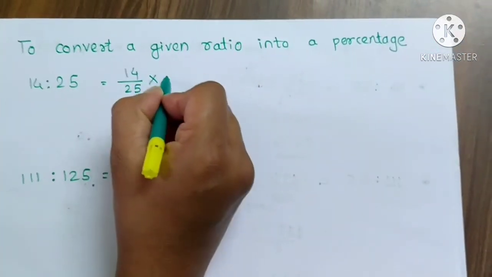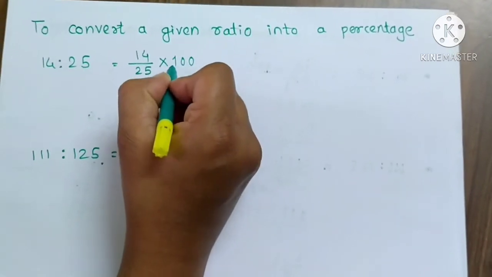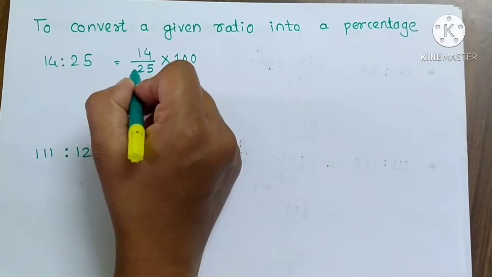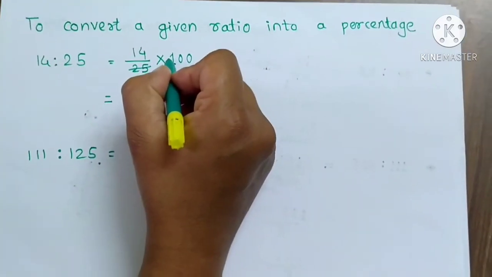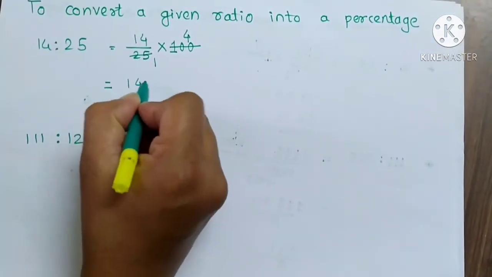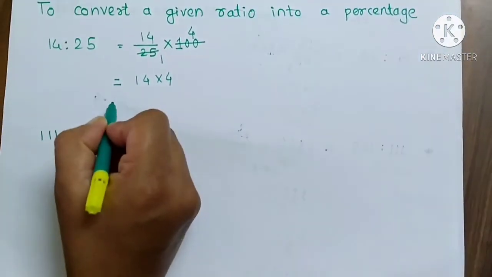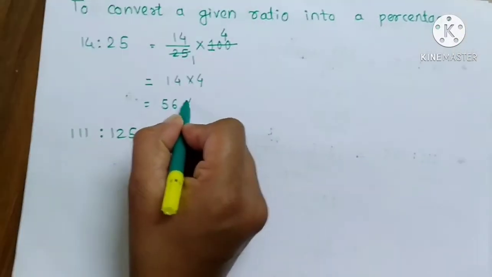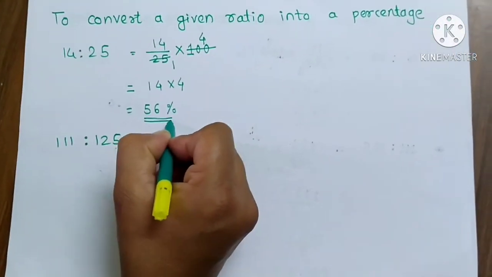Now multiply this number by 100. Now I am going to reduce this number. 25 ones are 25. 25 4s are 100. So 14 multiplied by 4. 14 4s are 56. So 56 is the answer.